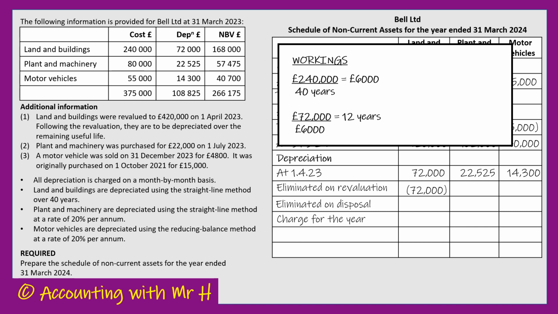So they originally had a useful life of 40 years, and we've just worked out that they've already owned them for 12 years. So the remaining useful life is 40 take away 12, so there are 28 years of useful life left of these land and buildings. So I now take the new value, the new 420,000, and divide that by the remaining useful life, which is 28 years, and that tells me these land and buildings now need to be depreciated at a rate of £15,000 per year. So that's going to be the charge for the year, and I can enter that now into my statement of cash flow.